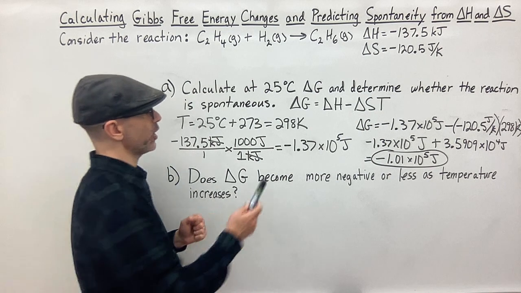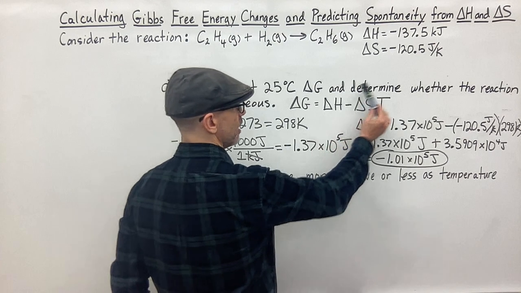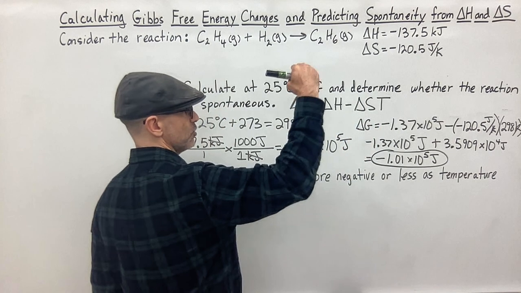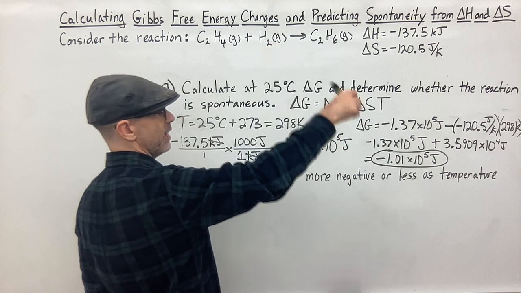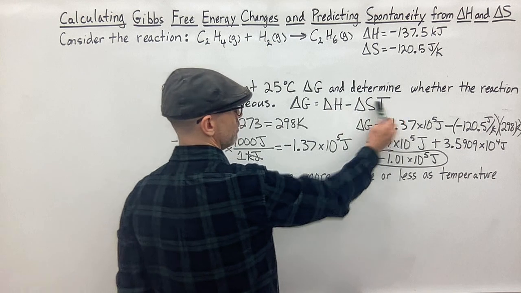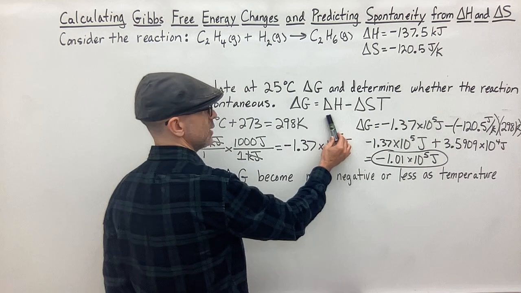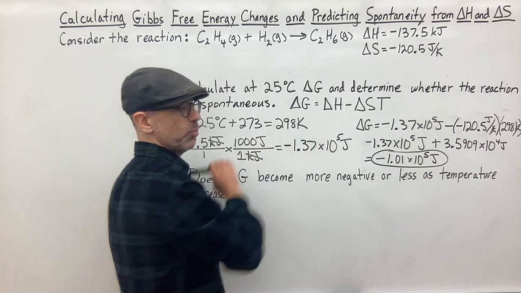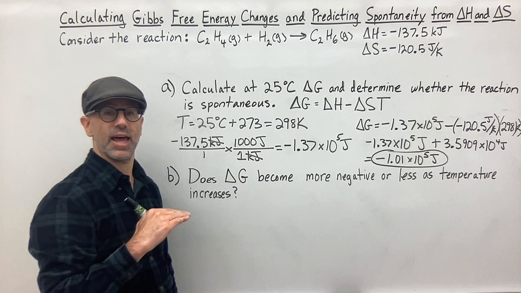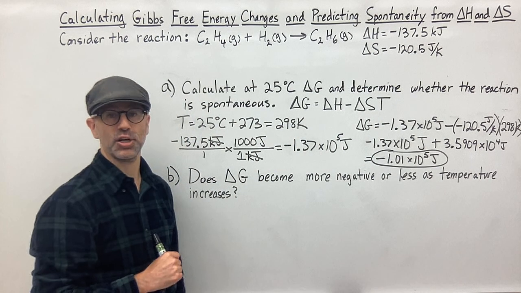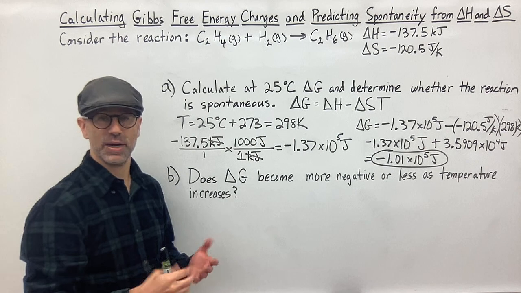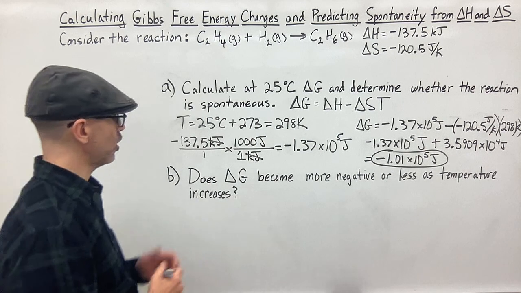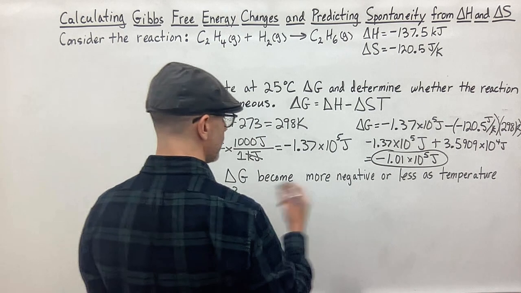So at some point, at a higher temperature, that temperature is going to become high enough to overcome the negative delta G here, and then delta G will become 0. And then above that temperature, you'll now have a non-spontaneous reaction. So you can go ahead and calculate what that temperature is.